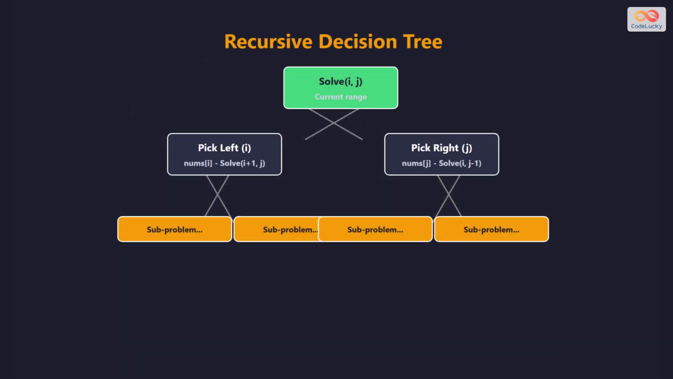Let's visualize the decision process. At any point, defined by a start index i and end index j, the current player has two choices. Option 1, pick the number at i. Their net gain is that number minus the best score the opponent gets from the remaining range. Option 2, pick the number at j. Similarly, subtract the opponent's best future result. We take the maximum of these two options.